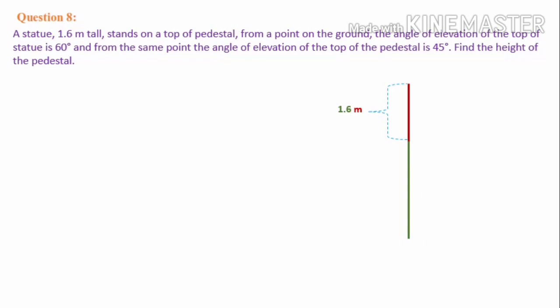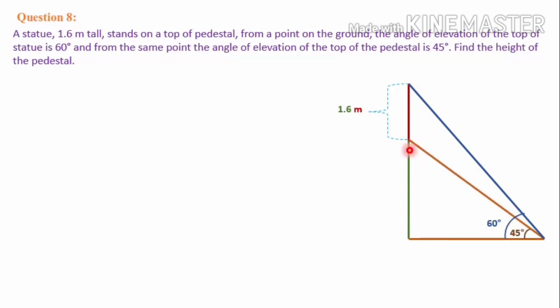A person is standing at a particular distance looking at the top of the statue at an angle of 60 degree, and at the same point he is looking at the top of the pedestal and the bottom of the statue, both are the same, here at an angle of 45 degree.